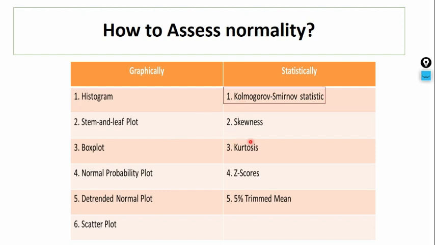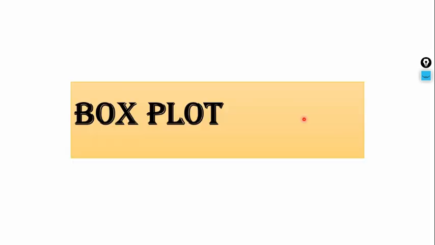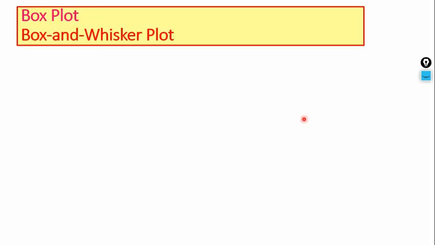Friends, in this video I will discuss only two topics: box plot, because we can know about the outliers of a data set with a box plot, and we will check normality of our data set with the KS test. KS means Kolmogorov-Smirnov test. Let's start with box plot. What is a box plot? A box plot is also called a box and whisker plot.